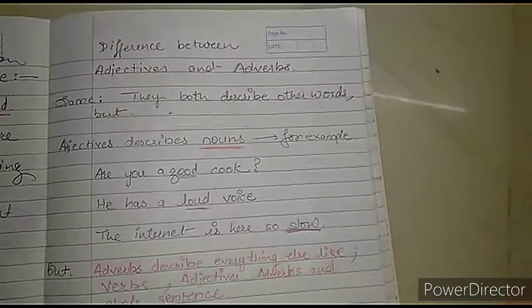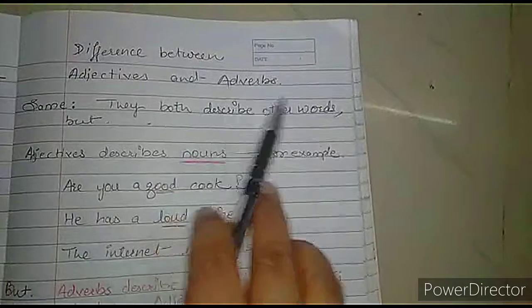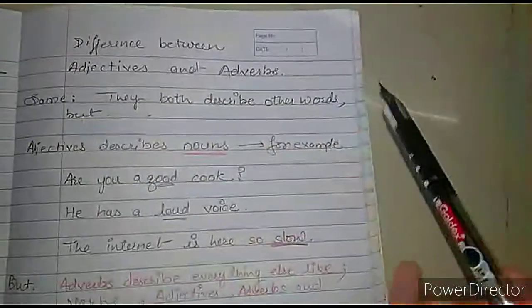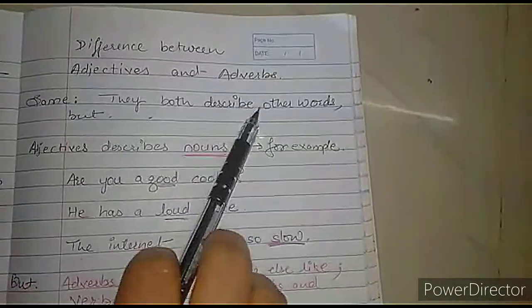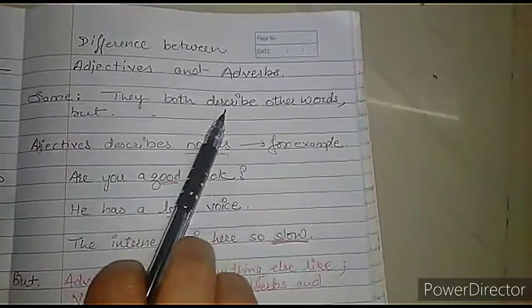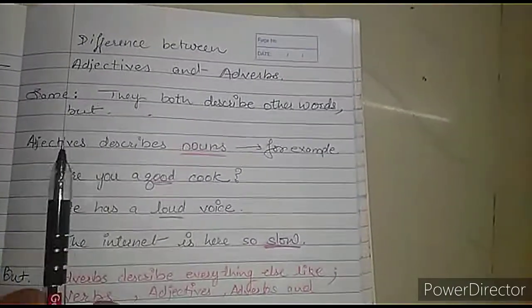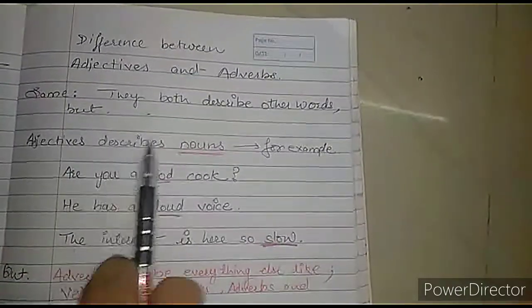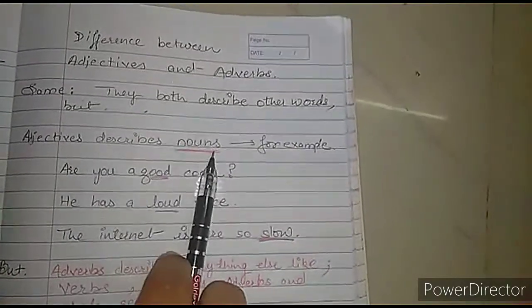We have a question: what is the difference between an adjective and an adverb? Because they both are describing words. The similarity is that they both describe other words. So, adjectives describe nouns. Remember that adjectives always describe a noun.